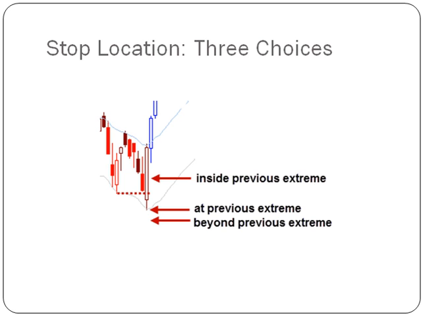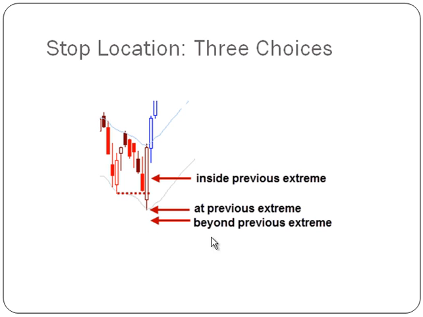There are really 3 possibilities, and probably the most logical would be at the previous extreme. This is a long entry on the screen, and let's just assume for sake of argument that the low of this bar is $50. Whatever market we're looking at, let's just say the low is 50. So the stop at the previous extreme would be a stop order at 50.